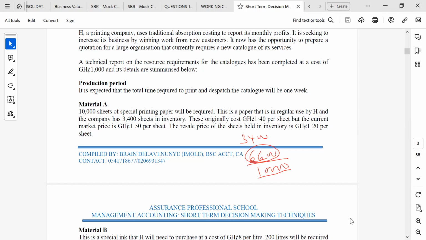So you have to replace the machine, because you have to replace the sheet, because it's in regular use. Some people can come and say, oh, they want it. So you just leave it and go and buy all the 10,000. Are we okay? Okay. All right. So that is for material A.